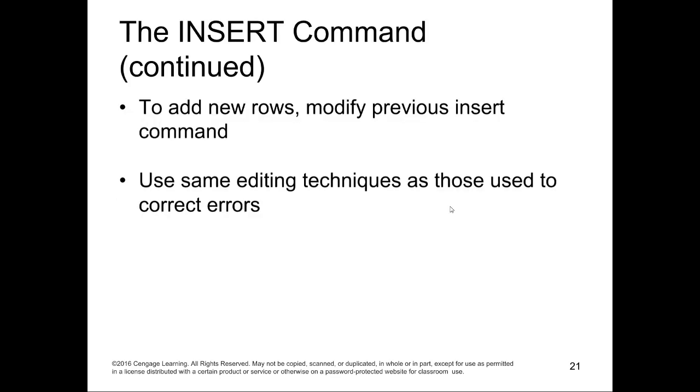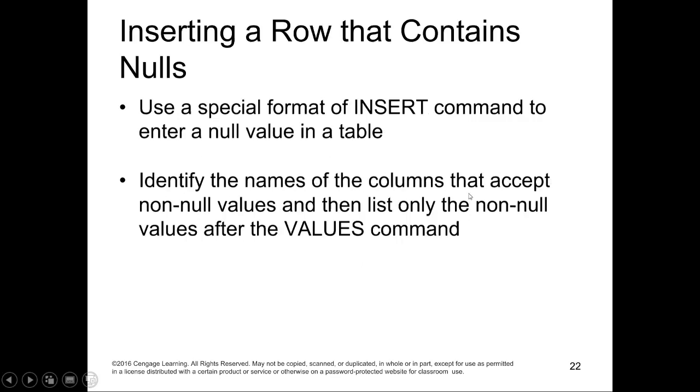To add new rows, modify previous insert commands, using the same editing techniques as those used to correct errors. Inserting a row that contains nulls, use a special format of the insert command to enter a null value in a table. Identify the names of the columns that accept non-null values and then list only the non-null values after the values command.